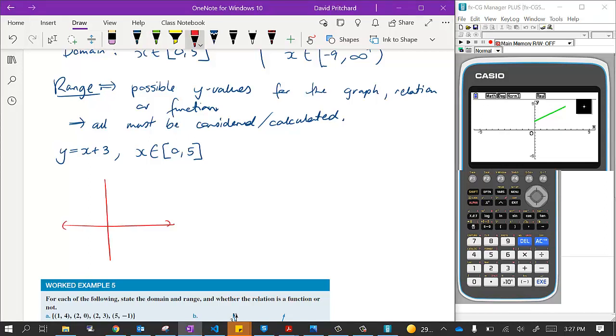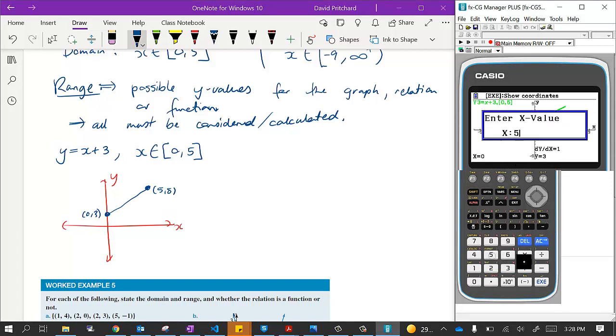So if we draw this graph that we've got up, I know when I sub in 0, I get an answer of 3. So this lower value is going to be (0, 3). And I know when I sub in 5, I get an answer of 8. So this upper value here is (5, 8). So there's our graph. We could also use trace to do that. So you can see there (0, 3). And when I sub in 5, I get (5, 8).